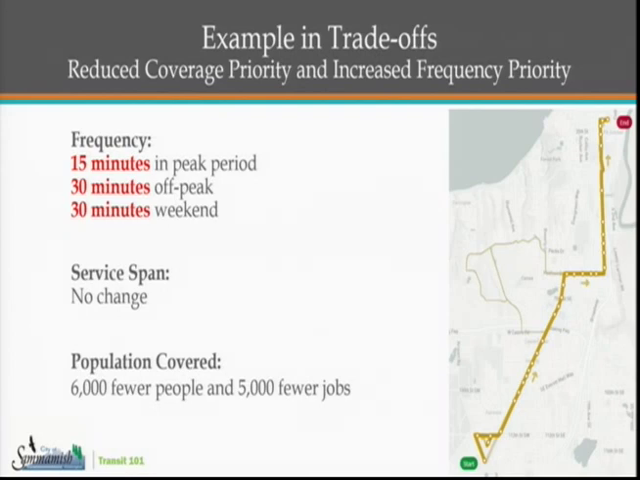If you remove that and straighten out the alignment, so it was running mostly along that north-south arterial, now you could provide more frequent service both in the peak period, off-peak, and the weekend. But you can see the implication. Fewer people, fewer jobs are within walking distance. So again, there are trade-offs where perhaps having more frequent service may increase ridership more than the lost coverage for that route alignment.